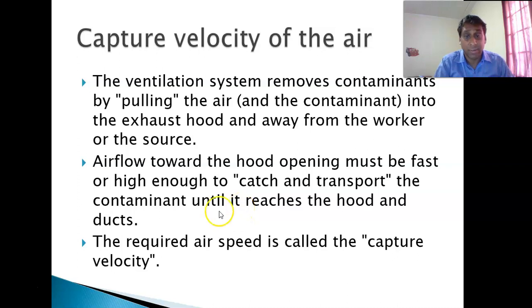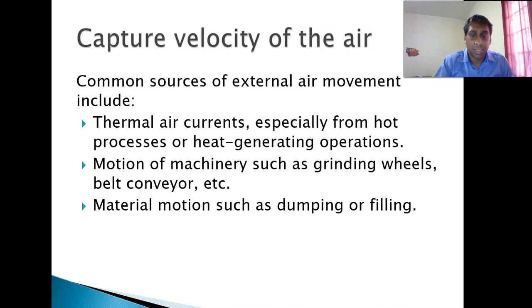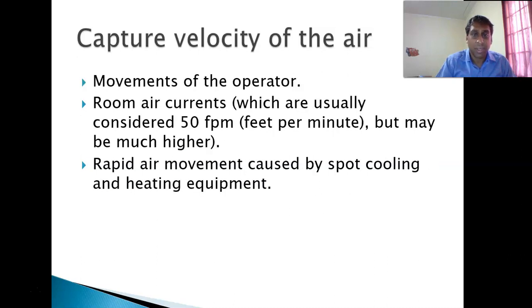As much as possible, the other sources of air motion should be minimized or eliminated for the ventilation system to work properly. Common sources of external air movement include thermal air current, especially from hot processes or heat generating operations, motion of machinery such as grinding wheels, belt conveyors, etc., material motion such as dumping or filling, movement of the operator, room air current, which are usually considered 50 feet per minute, but may be much higher. Rapid air movement caused by spot cooling and heating equipment.